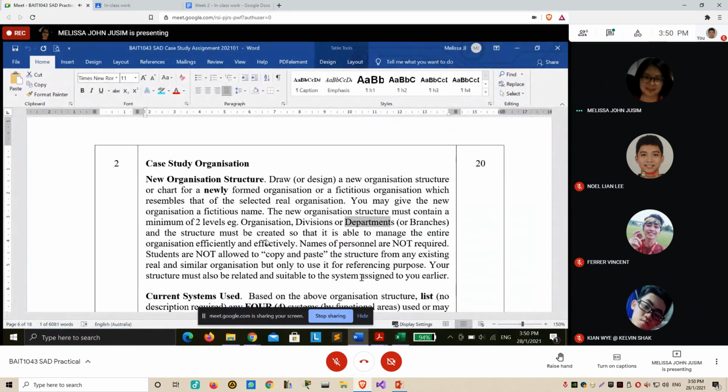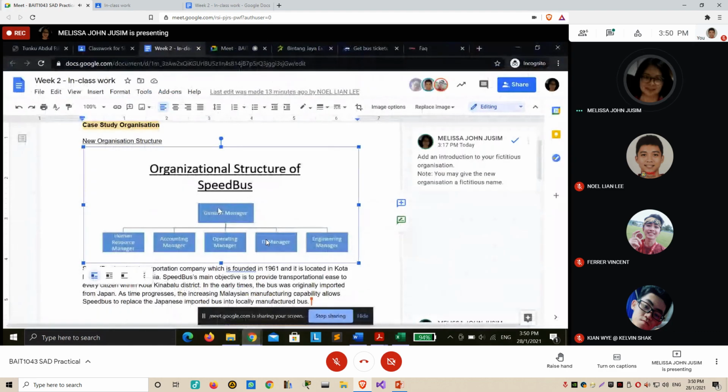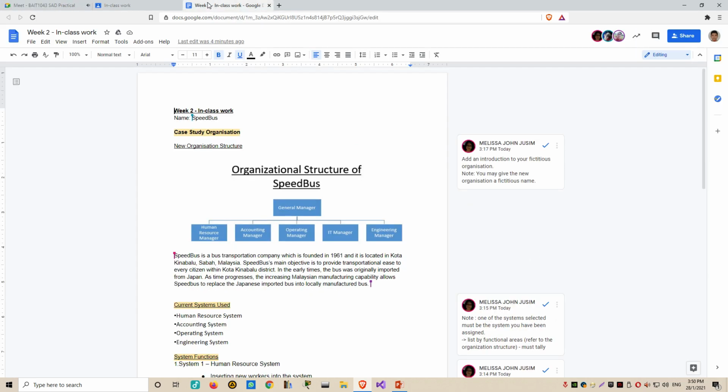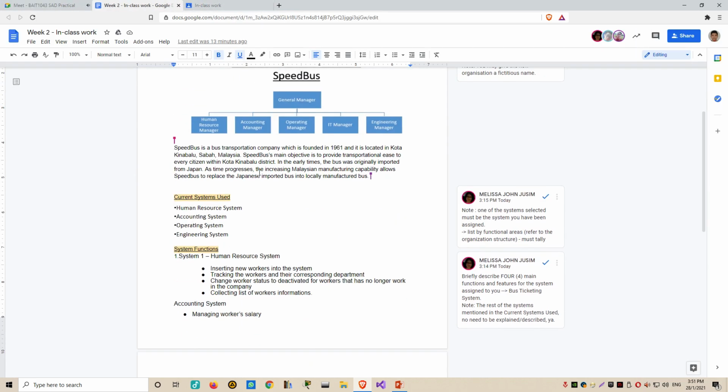None. Minimum 2 levels. Minimum 2 levels would be top, and this is first, second. Okay, 1 level, 2 levels. Oh, that's what it means. Oh, okay. 2 levels, 1 and 2. The top management and the middle management. Okay. What else?